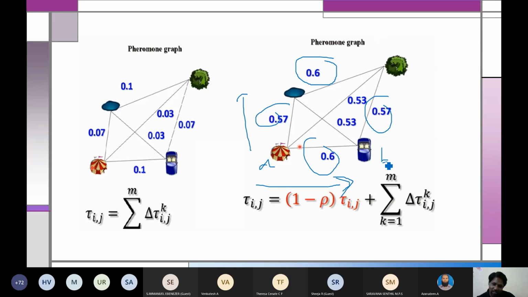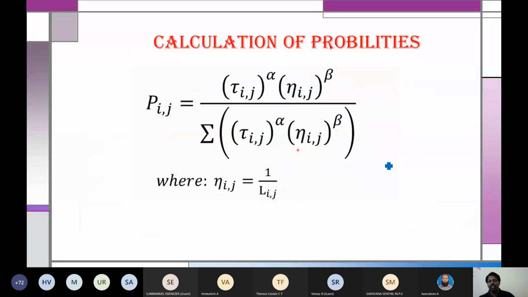I can understand this is the shortest path, but mathematically we need to define some probability, and by that probability it will take this path. This is the standard equation. The probability of taking path ij is tau, the pheromone available in that path, plus eta, which is 1 by the length of the path, divided by the sum. I'll tell you why it is added. That means, what is the pheromone available in the path, what is this eta, and the sum of all these things.